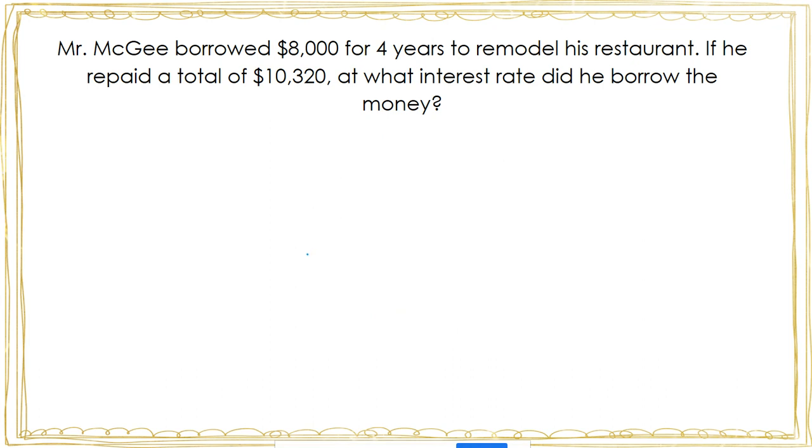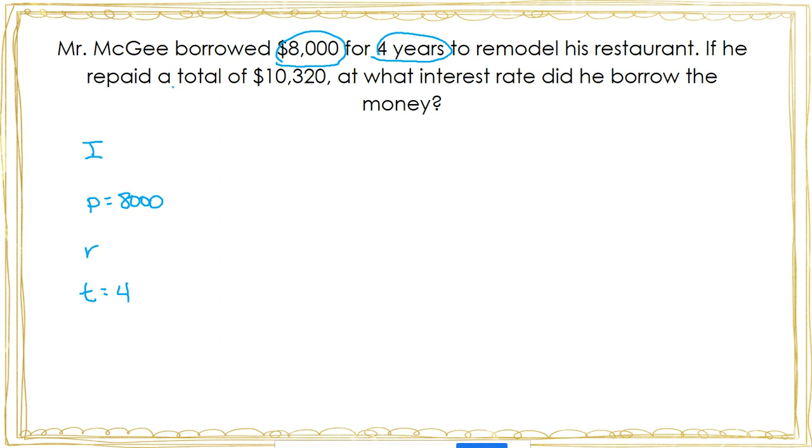Next, I see that Mr. McGee borrowed $8,000 for 4 years to remodel his restaurant. If he repaid a total of $10,320, at what interest rate did he borrow the money? So if I'm using I, P, R, and T, we're going to figure out what we have. We know that he borrowed $8,000, so that's the principal amount borrowed. And he did this for 4 years. So the time here is 4 years.